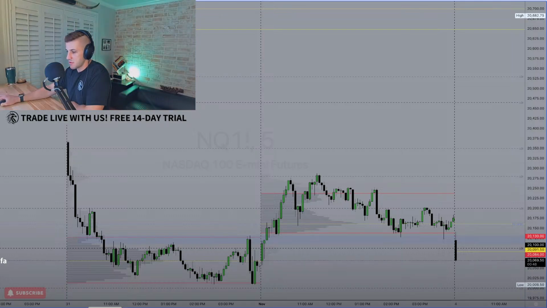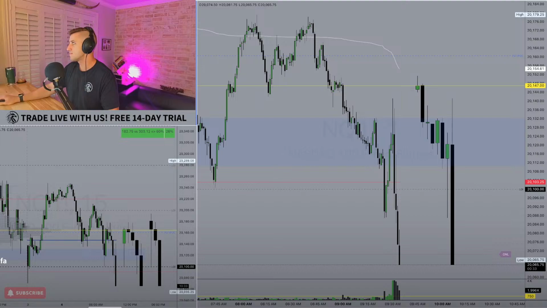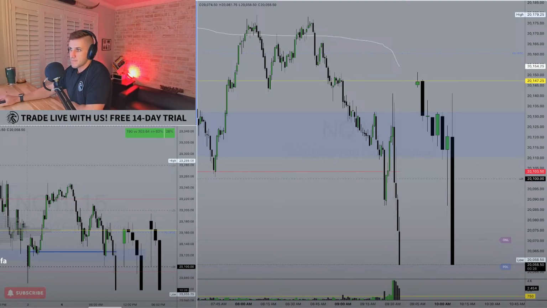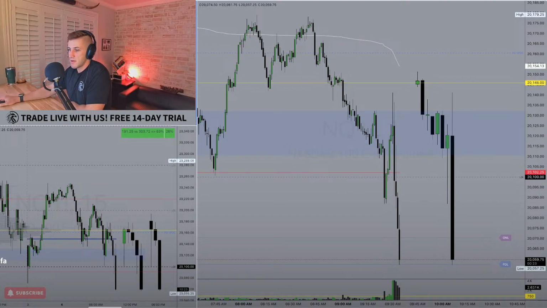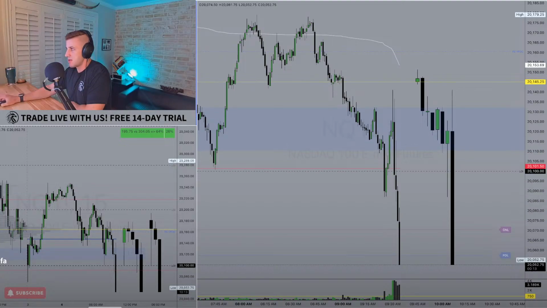Down through that overnight low now. Prior day low is about 55 or so. 57. There's the prior day low. Next major area here is 20K down beneath the prior day low.